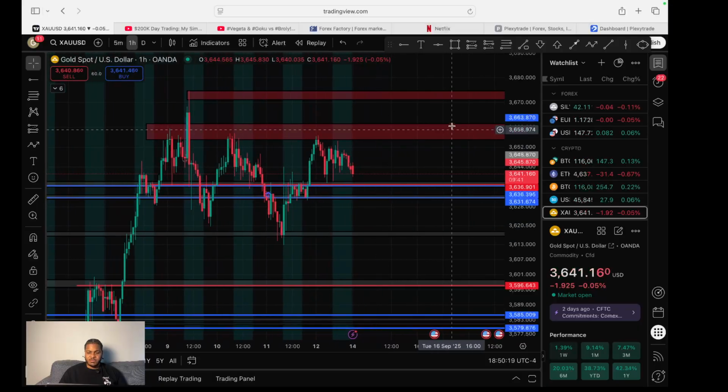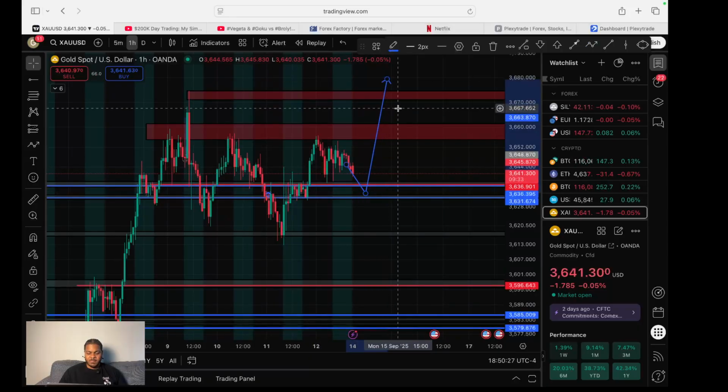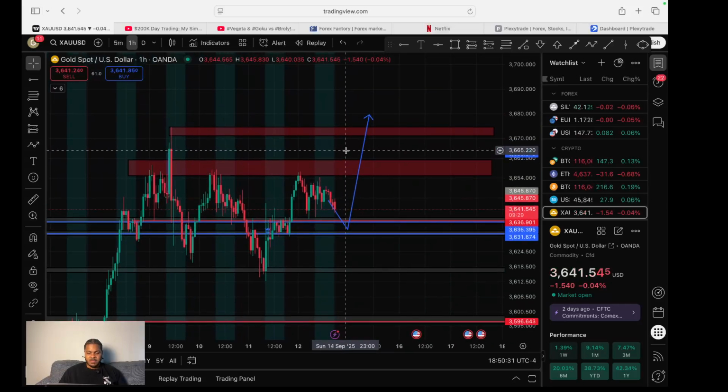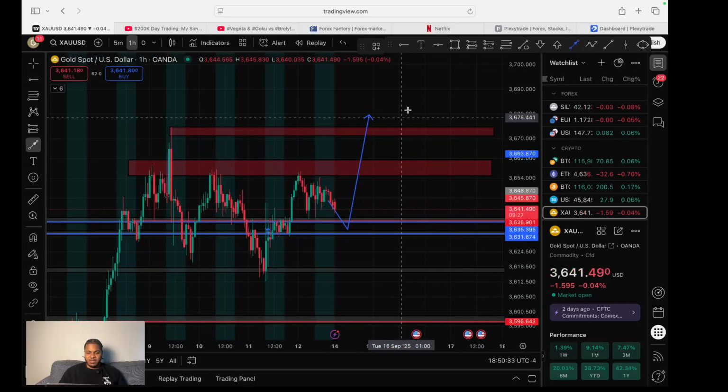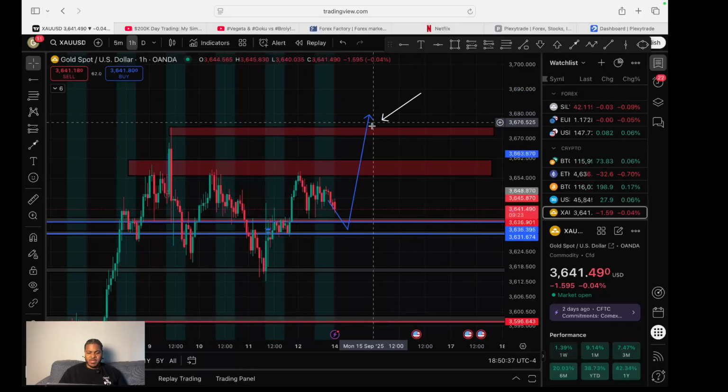Best case scenario, price hits this area right here, and it just shoots up and makes a higher high. If we can get past this point right here, no, I'll take that back. If we could get past this point, we're good. We want to get past this point to confirm that gold is going to continue to go bullish.